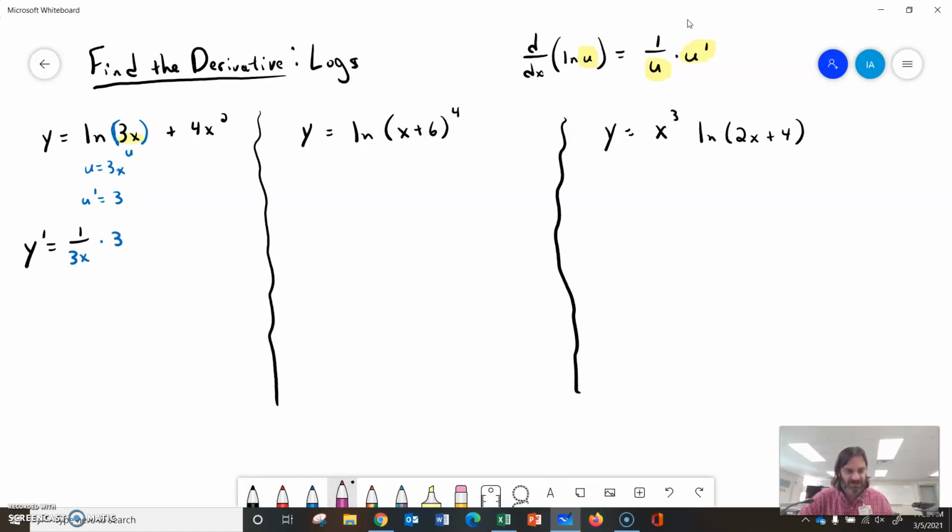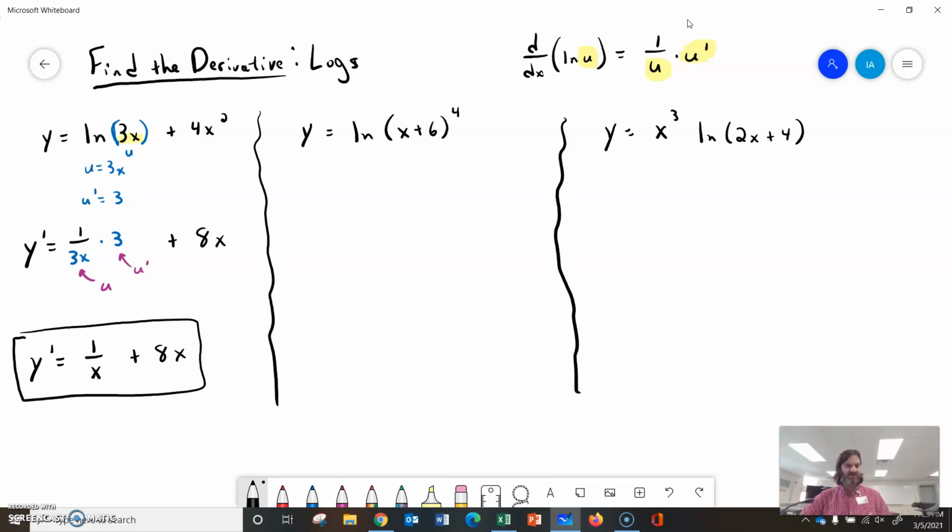So here's the u, here's the u prime. And then separately, because of the sum rule, we'll have plus the derivative of 4x squared, which will be 8x. It's very easy to see this cleans up a little bit. The log part will be 3 over 3x, which reduces down to just 1 over x, and then plus 8x. That looks a lot better than the 3 times and everything, but don't think that's going to happen every single time. It really depends on what's in there. So our derivative is 1 over x plus 8x.